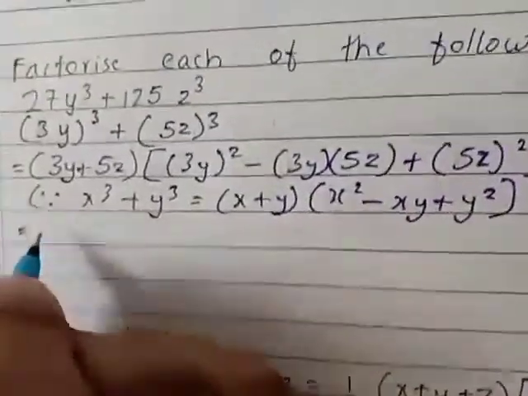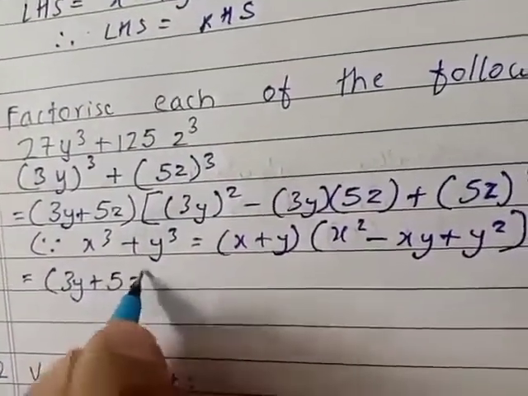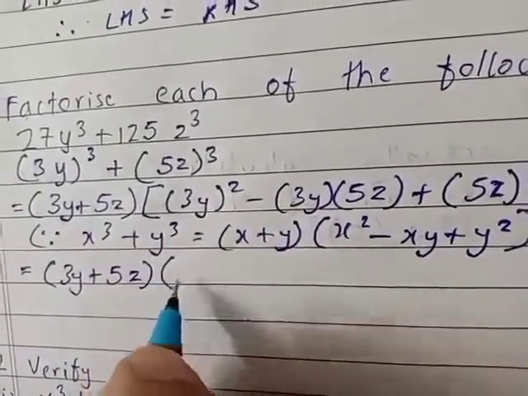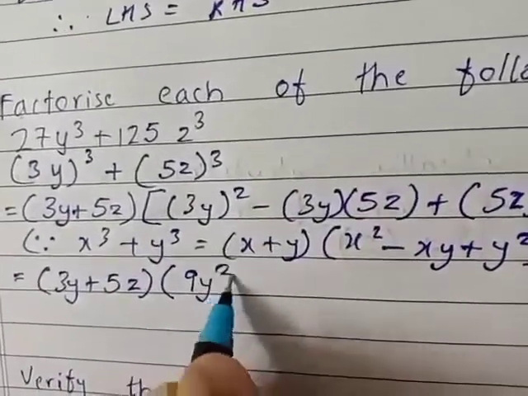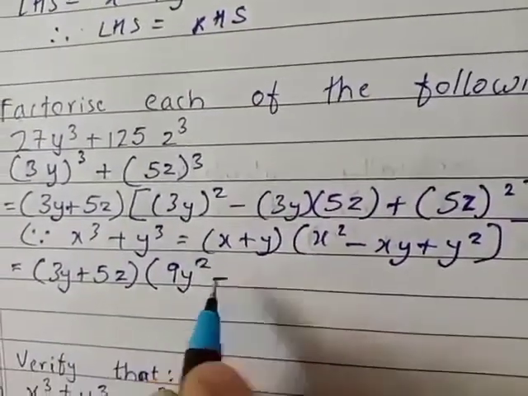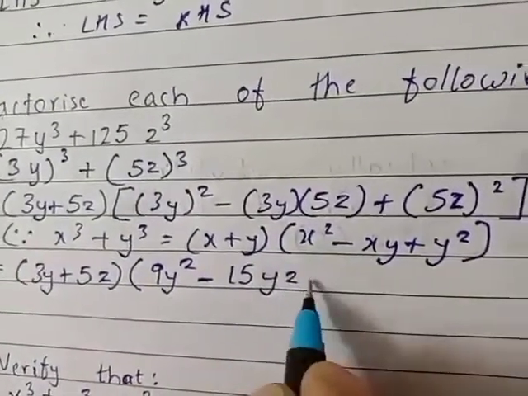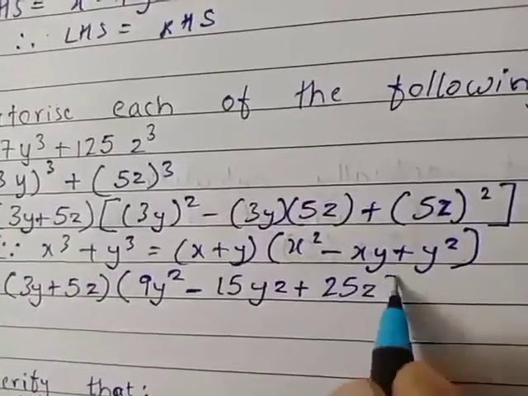Now this will be 3y plus 5z into, now if we open this bracket, what will it be? 3 square is 9, y into y is y square, the sign will remain the same, 5 threes are 15, y into z is yz, plus 5 into 5 is 25z square.